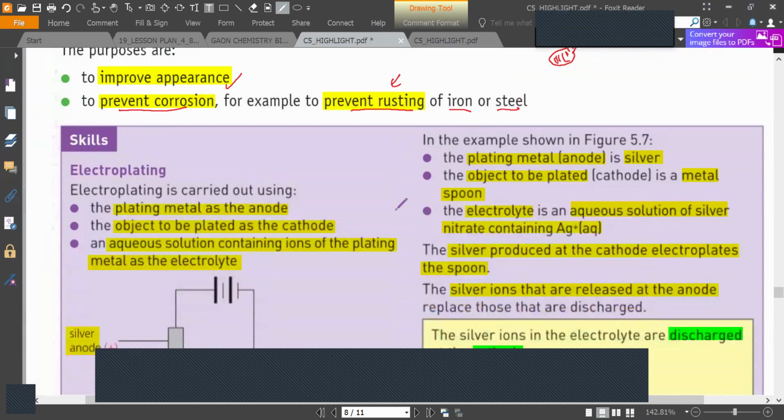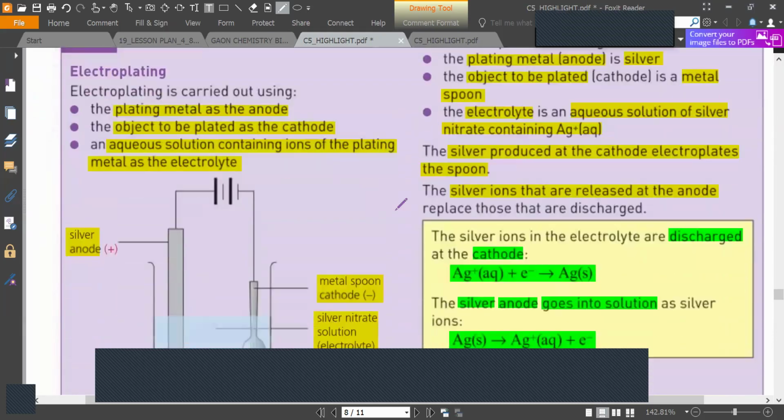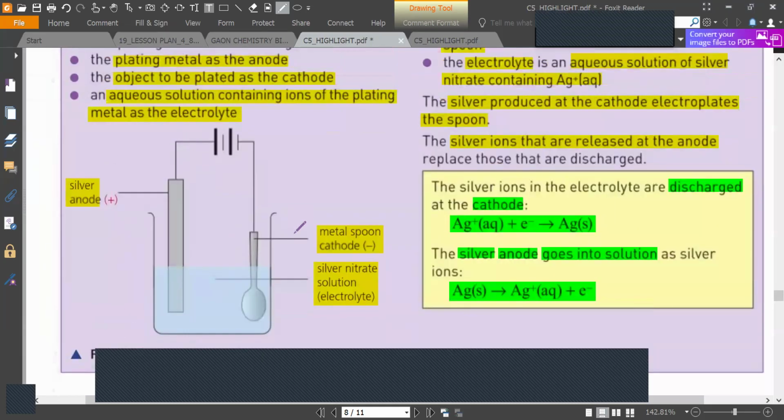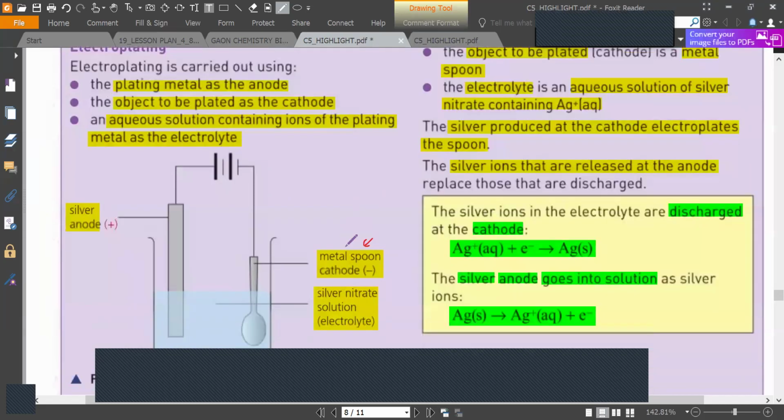Okay, so this is our setup, how we set it up. There are some key points here. Let's say we want to coat this spoon with silver. There are a few things we need to pay attention to.